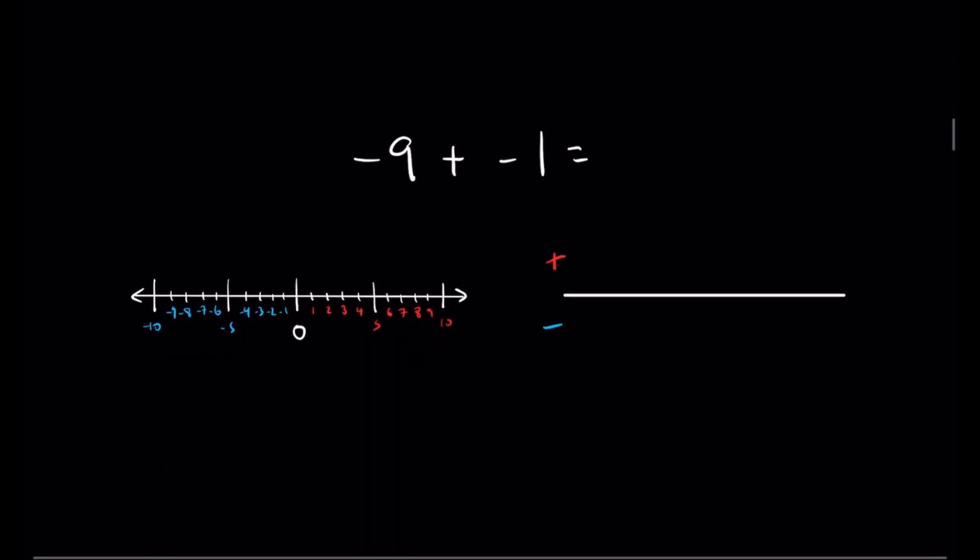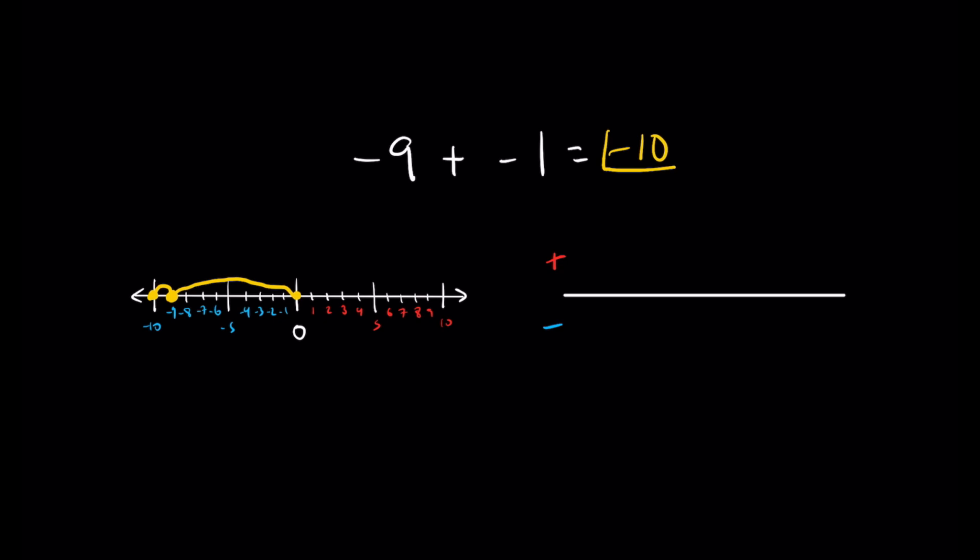So let's look at -9 plus -1. So again, going with the number line, we start at 0, and we're going to jump all the way over to -9. And then we're going to add a -1. So we're adding a negative, so our answer is going to become more negative. We're going further to the left. And I'm just going to jump over one more space and get -10. So -10 is our answer.